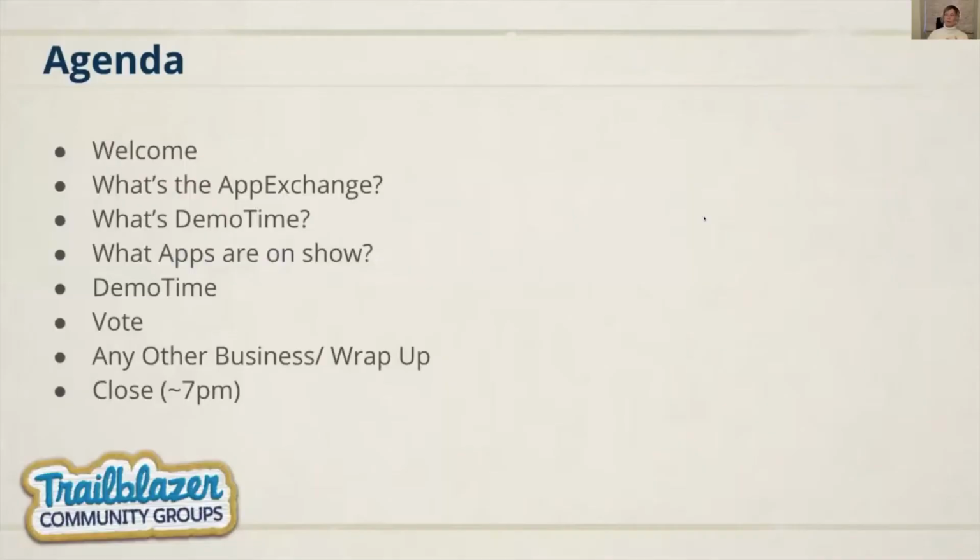So if we move on to what we're going to talk about today. We've started with a bit of a welcome. I'm going to give you a brief overview of what the AppExchange is. Many of you might know what that is, but just for those that don't. Then we're going to step into demo time, as we're calling this, which is a slight variation on the official Demo Jam format. Then we're going to talk about the apps that are going to be shown, and then we're going to get on to the main bit of the show, which Jimson is going to talk us through. Then we'll have a little bit of a vote at the end, and then wrap up and follow up with anything else that anybody might want to talk about.